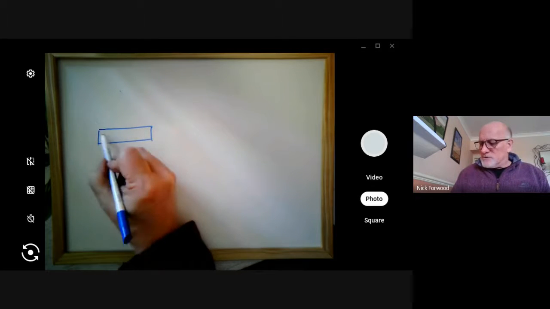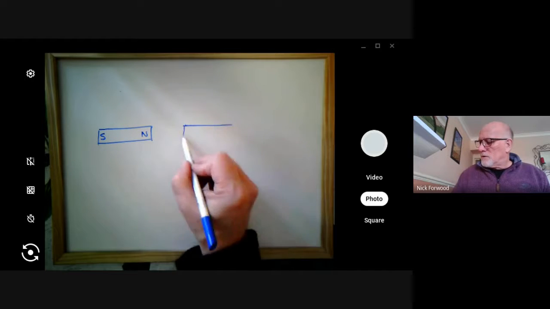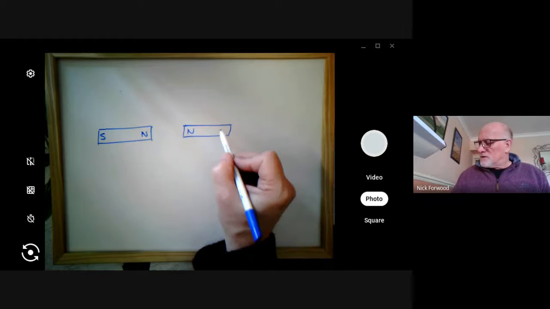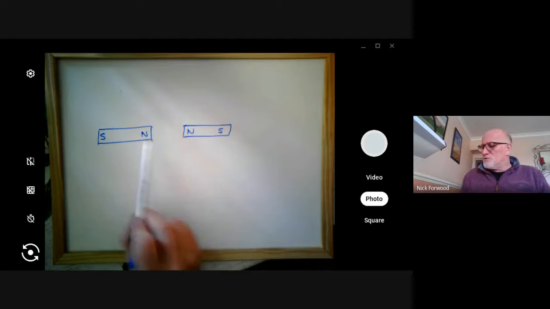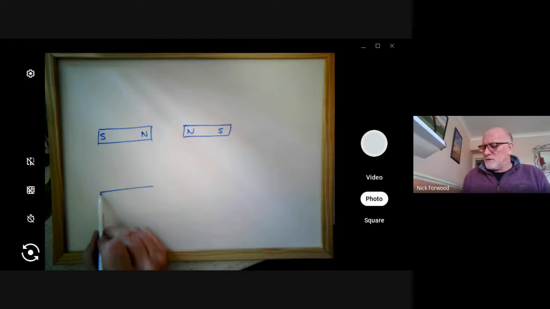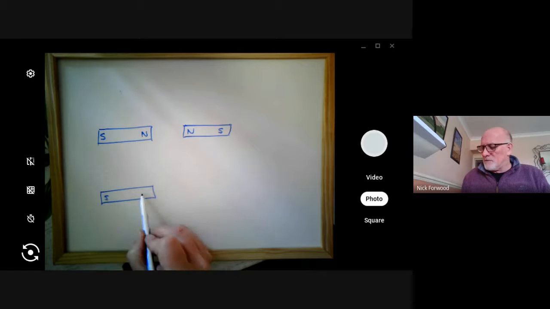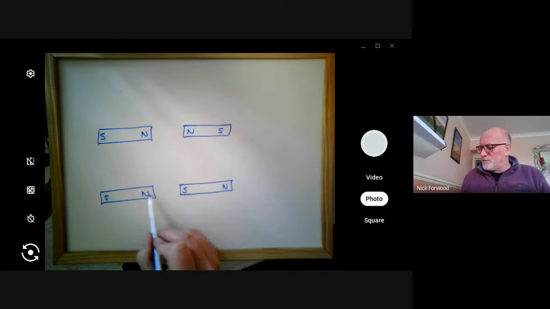And I'm going to do south and north, and north and south. And you will probably remember that two north poles will repel. It's like two like charges will repel. And if we do the other way, which is where you have south and north and south and north, these two poles are unlike, and so they will attract.